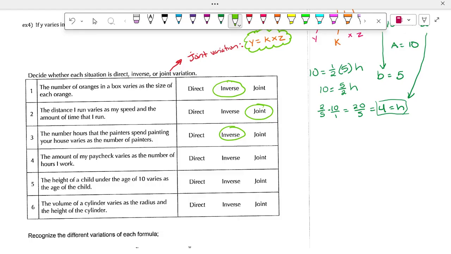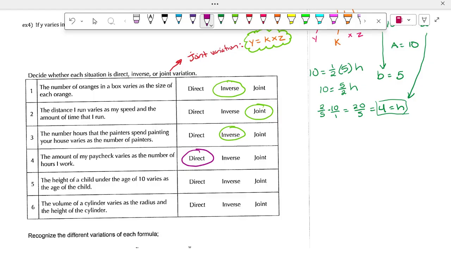So the amount of my paycheck varies as the number of hours I work. Inverse? So you get less money if you work... Wait, no. Direct. It's definitely direct. Because think about it, let's say you worked a part-time job where you're getting paid $10 an hour, and you get paid by the week. If you work 40 hours that week, you get $400, not including taxes. But if you work 50 hours that week, you get $500. So you get more money the more hours you work. So that's definitely direct.